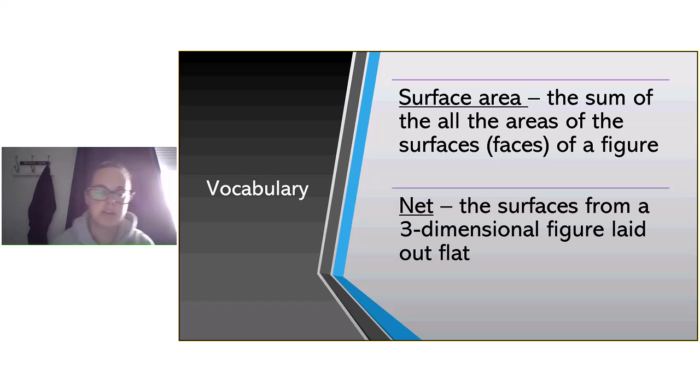And a net, which is the other definition today, are the surfaces from a three-dimensional figure that are laid out flat. So imagine taking a cardboard box and cutting it so that you can lay it out flat and then looking at it from the top down. That's what a net is. And so a lot of times you can take nets and you can fold them up and decide, okay, what shape did this make? You can take a three-dimensional shape and unfold it and see what its net looked like.